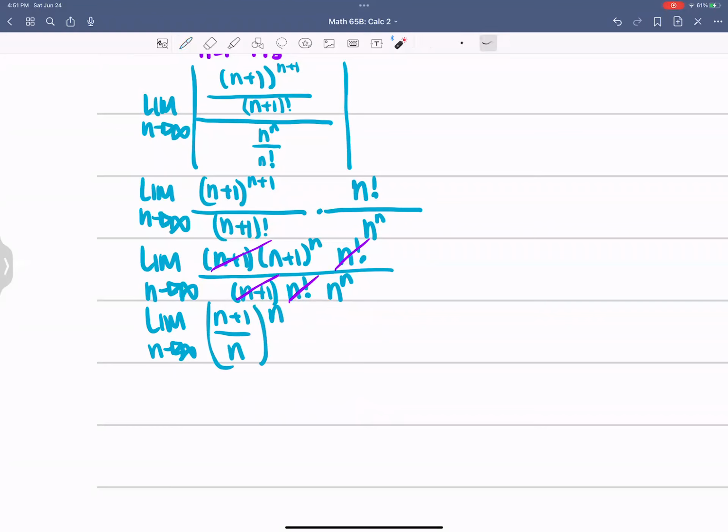We could bring these two under the same parentheses. And let's see. Since we're adding in the numerator, we could separate those two into two fractions. So we have the limit as n approaches infinity of 1 plus 1 over n to the power n. And what does that do?